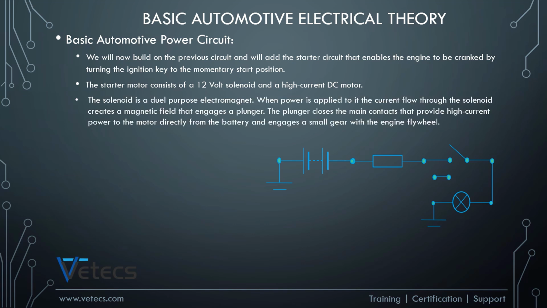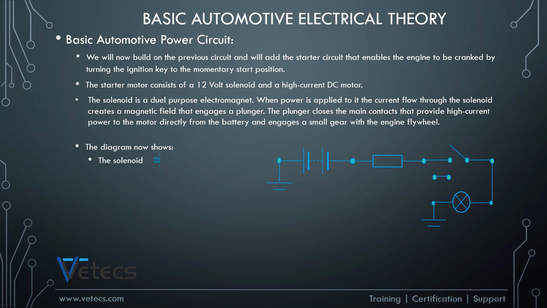When power is applied to it, the current flow through the solenoid creates a magnetic field that engages a plunger. The plunger closes the main contacts that provide high current power to the motor directly from the battery and engages a small gear with the engine flywheel, which allows the motor to turn the engine over.